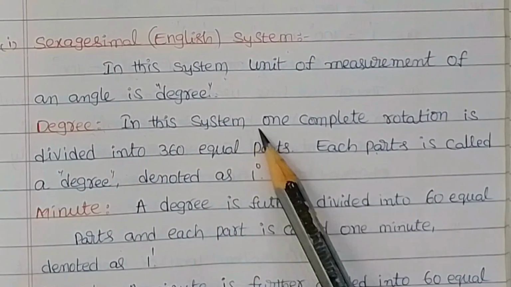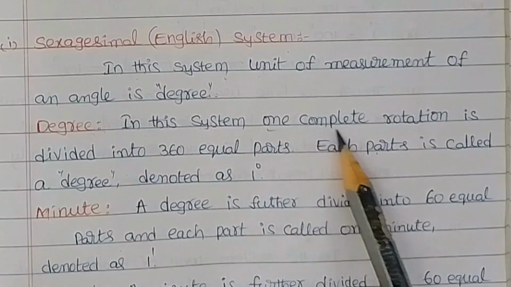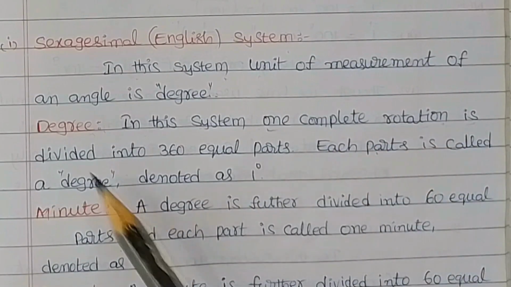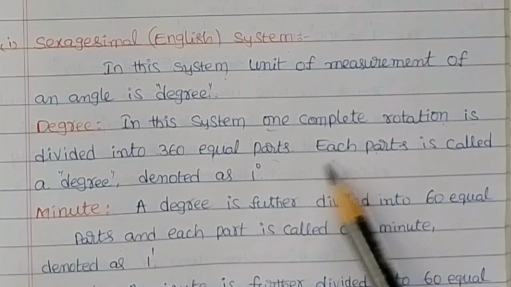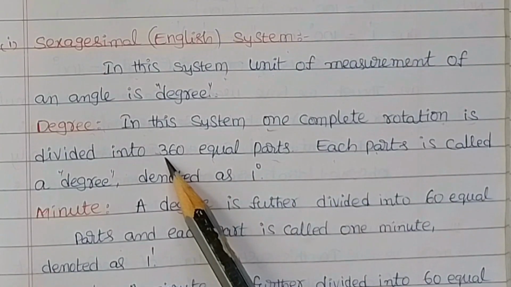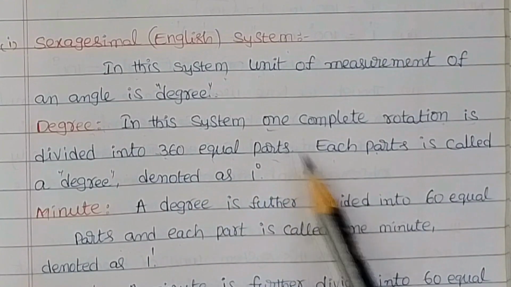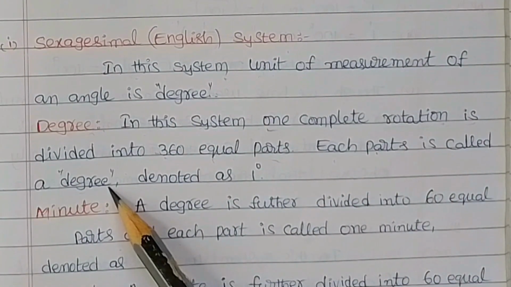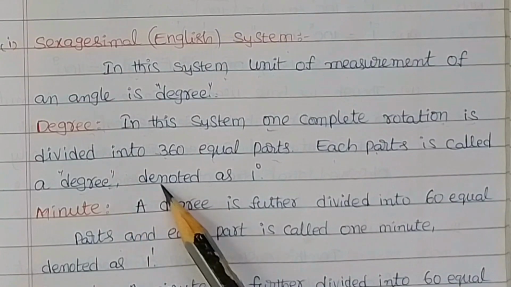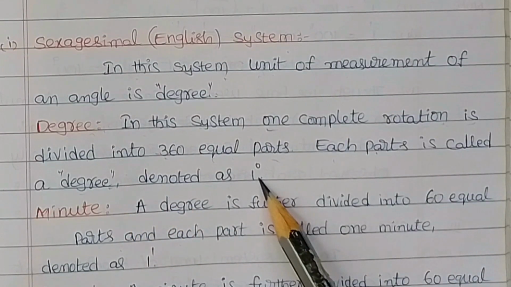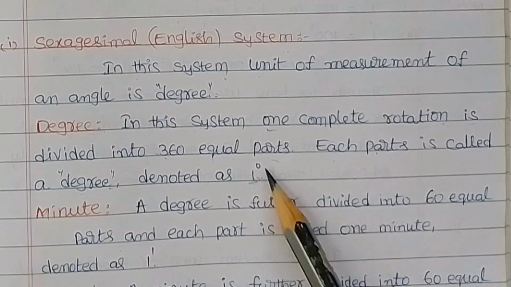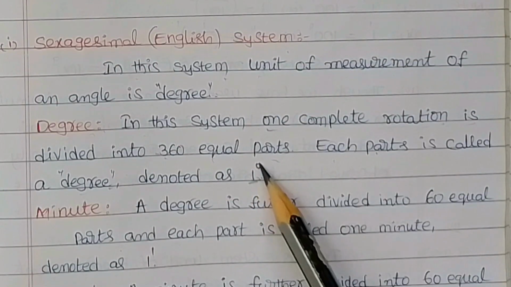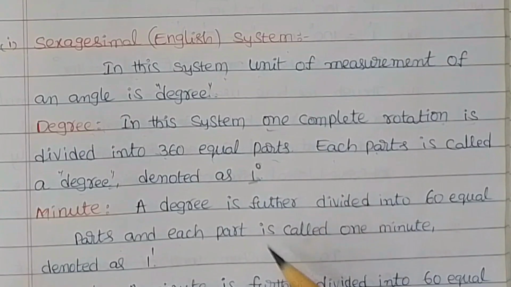The degree is nothing but this: in this system, one complete rotation is divided into 360 equal parts. Each part is called a degree, and it is denoted as 1 degree, using the degree symbol.